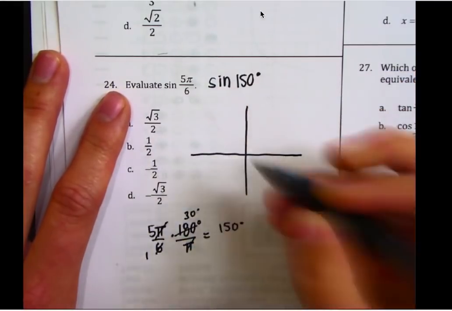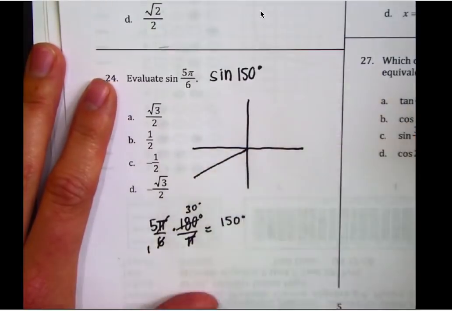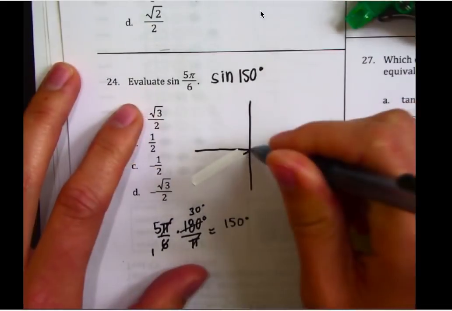So I'm going to go ahead and first put 150 degrees on my unit circle. Oh, my bad, guys. 150 is not there. 150 degrees.